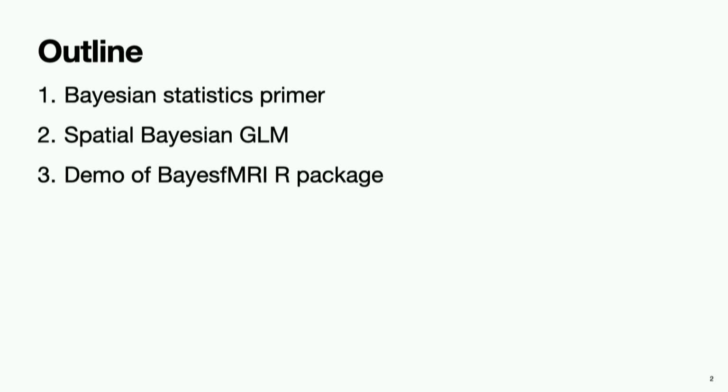First I'll give some introduction to Bayesian statistics, since it's a topic that I'm sure you've all heard of, but maybe have limited familiarity with. And then I'll tell you about the spatial model that we have developed for task fMRI analysis, a spatial Bayesian version of the general linear model, and its advantages and how it works. And then at the end, I will do a demo of BayesfMRI, our package that we've developed.